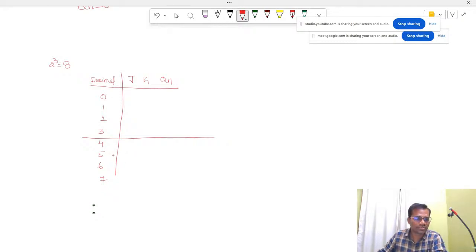0, 1, 2, 3. Okay, so now 2 to the power 3 we can write down as 8. How to write down the BCD? What is the BCD code? 4, 2, 2, 1. 2, 1. Okay, so this I am keeping aside.